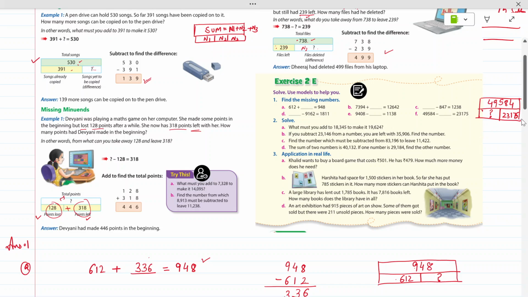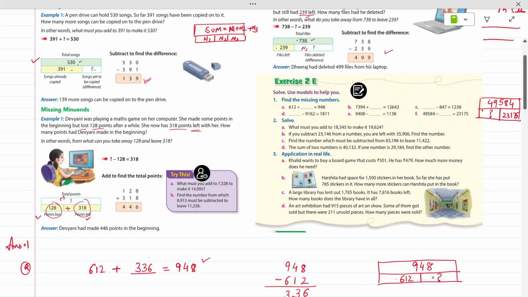So how can we do this? We have to subtract this number from the sum so that we will get the other number, like we have done in the E part just now. Okay, so I hope all these questions are clear. We can do this by general addition and subtraction also, but since we have been asked to use the model, that's why we are using this method.